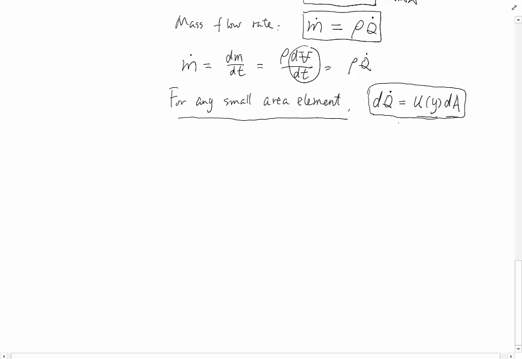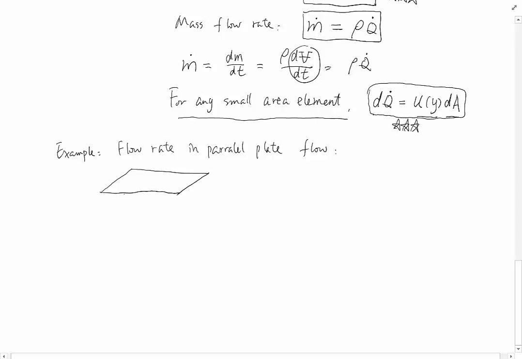So this equation, the flow rate element equation, allows us to figure out the total flow rate for a more complex flow field. For example, if we want to figure out the flow rate in parallel plate flow, in this case we have two parallel plates.